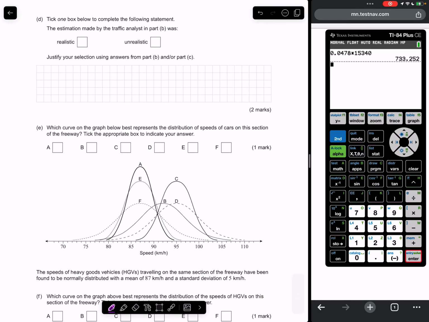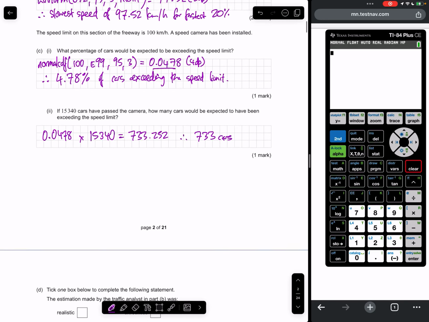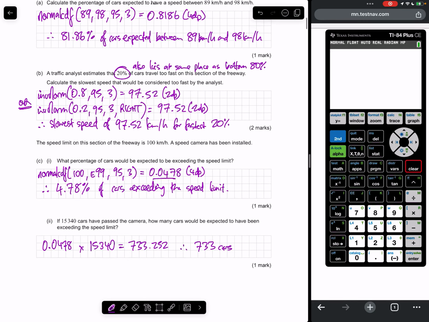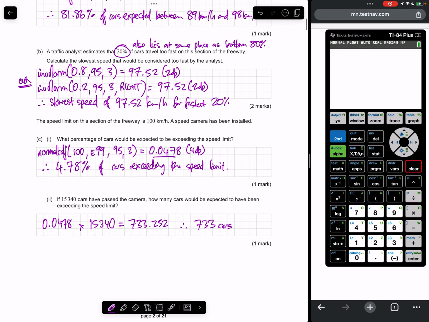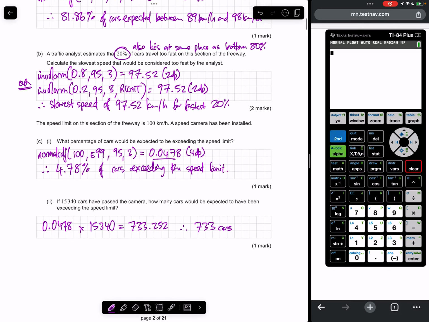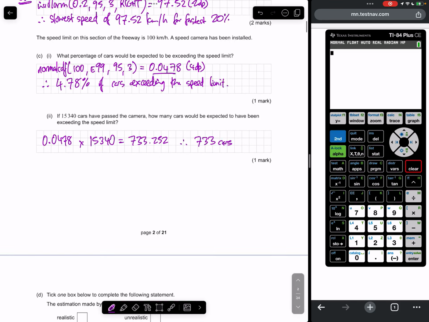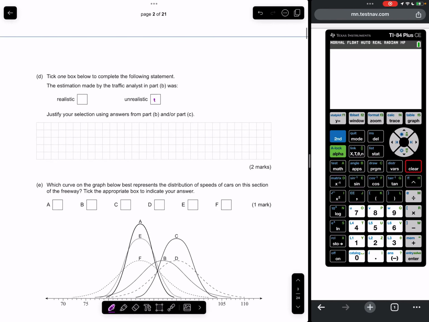D, tick one box below to complete the statement: the estimation by the traffic analyst in part B was realistic, unrealistic. Part B and C. What's the statement? 20% of cars travel too fast. We've just worked out that 4.78% of the cars exceed the speed limit. I reckon unrealistic.